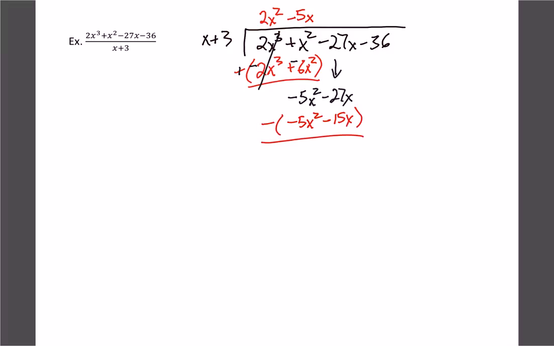Subtract by adding our opposites again. So that gives us 0 for the first one and negative 12x for the last one, bring down our 36, and we're ready to go.